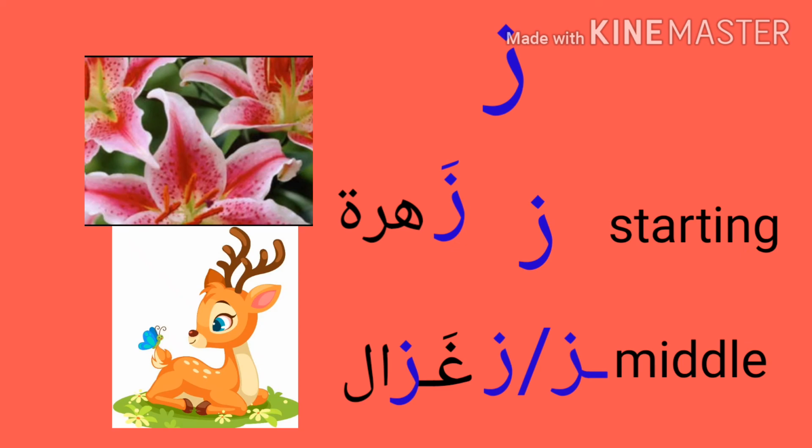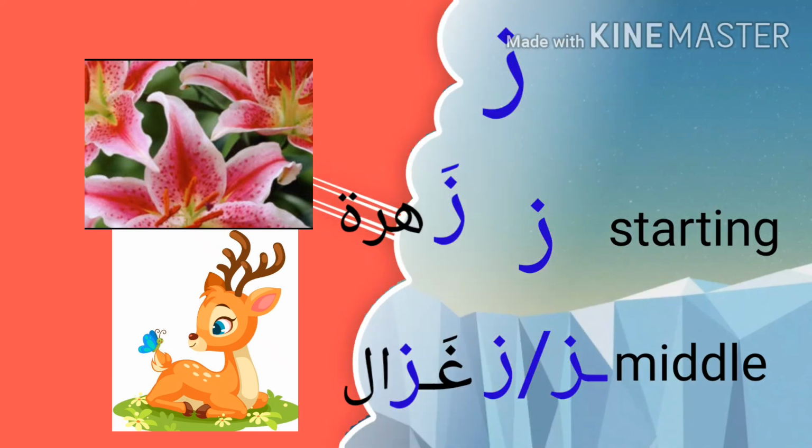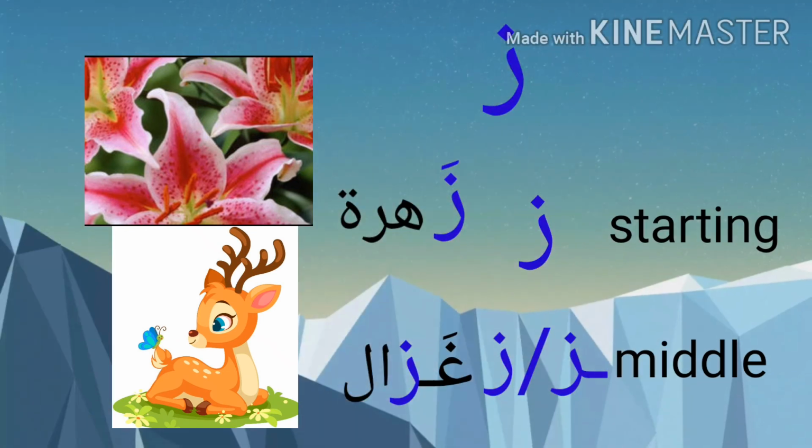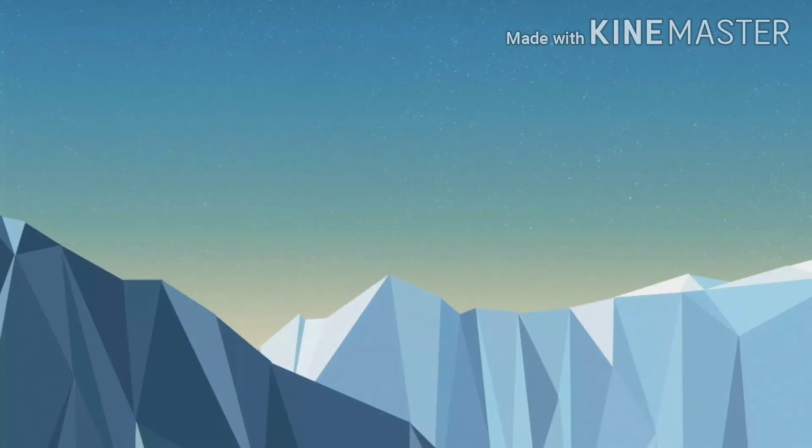In the case of the letter Za, it also joins in two different ways. As you can see in the first example, Zahra, Za joins as a starting letter, and in the second example, Azal, Za joins as a middle joining letter. But Za also joins as an isolated or a normal ending letter.